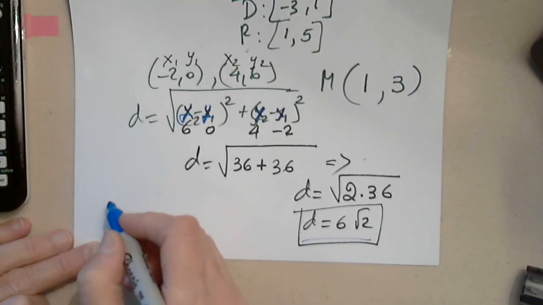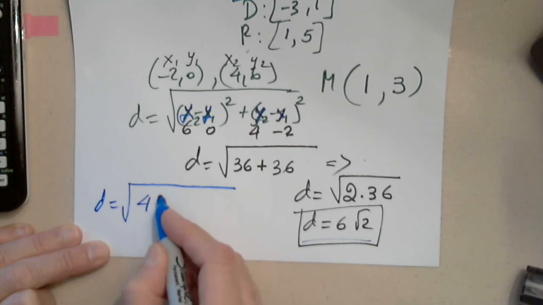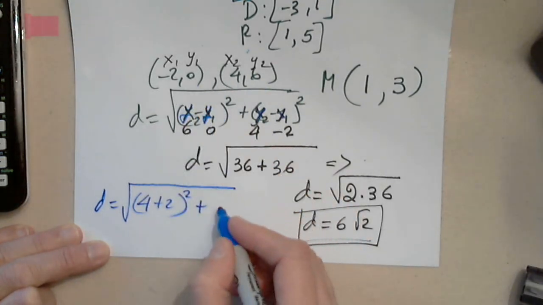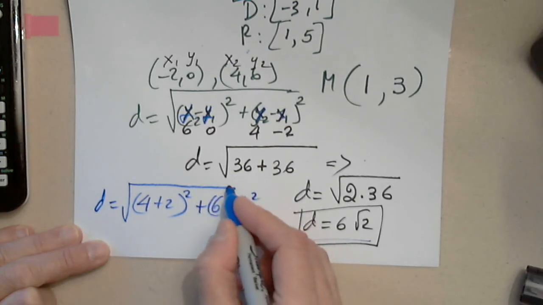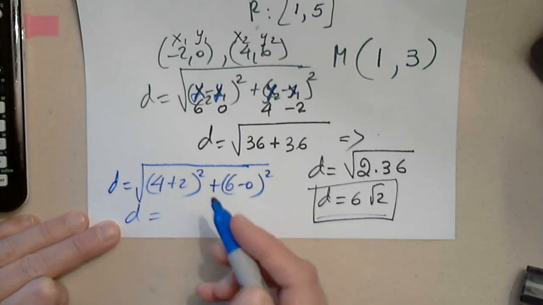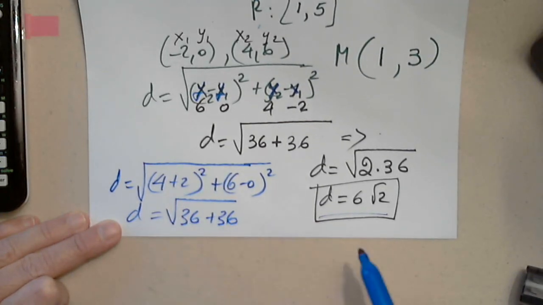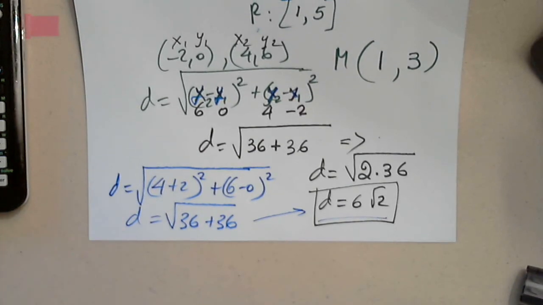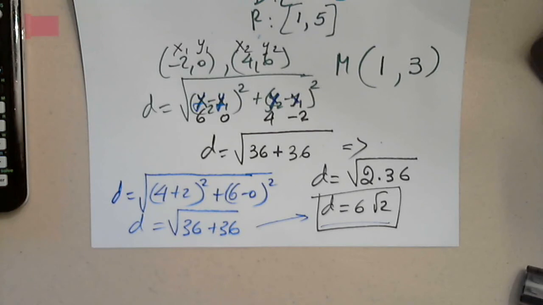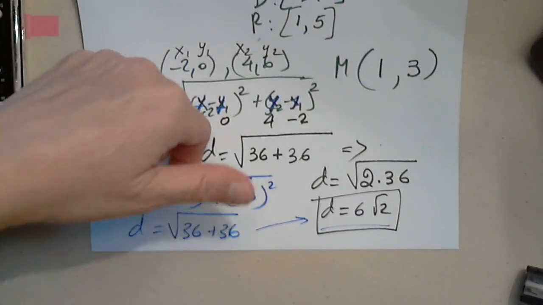So let me write it one more time just for everyone to see. The correct should have been 4 plus 2 everything squared plus 6 minus 0 squared. So that doesn't change the answer, but this is the correct. So it's the square root of 36 plus 36, and that will still give us that. But this should have been the first, and this should be the second. It doesn't matter. You can still write the same thing because addition is commutative.